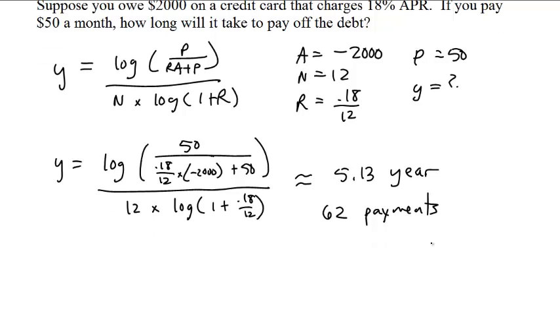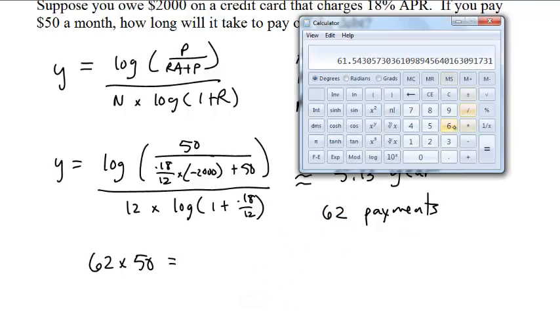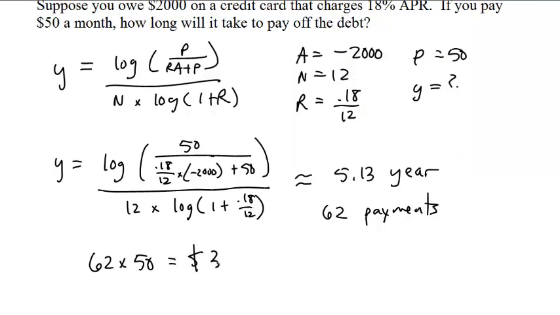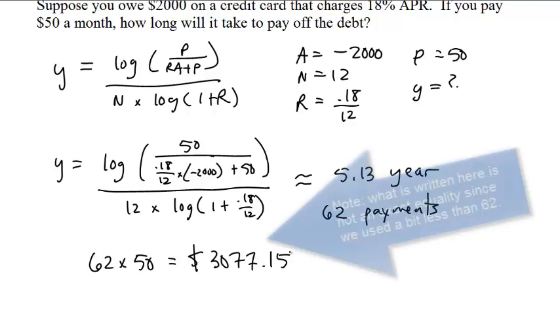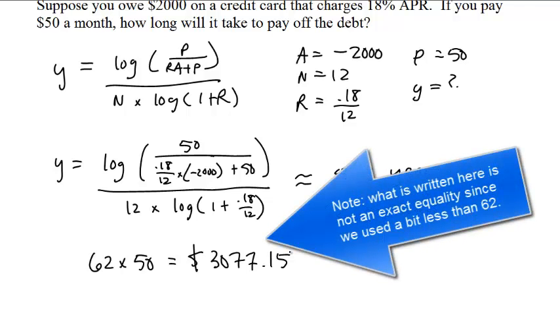And let's just analyze what this means. 62 payments of $50 each is, where's that calculator again? Well, let's use the exact amount. 61.54 times $50 is $3,077.15. What does this mean? It means you owed them $2,000, and over the course of a little over 5 years, you end up paying them $3,000.